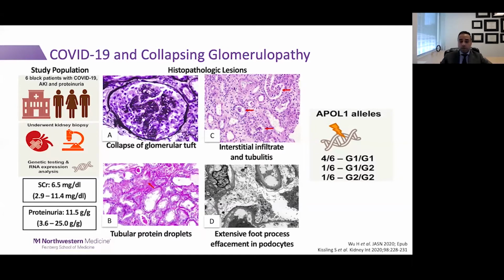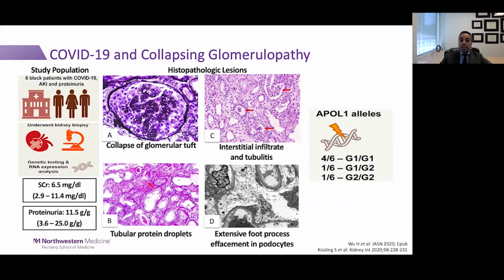Now, this entity of collapsing glomerulopathy seems to be slightly more predominant in individuals who are African American. And so the investigators went on to actually genotype them for APOL1 high-risk variants. Now, it is known in our space that high-risk variants of APOL1 are more common in patients of African ancestry and may provide protection against the trypanosomal parasitic disease in Africa. But we have also seen that individuals with high-risk variants are increased for the development of chronic kidney disease and of kidney disease progression over time.